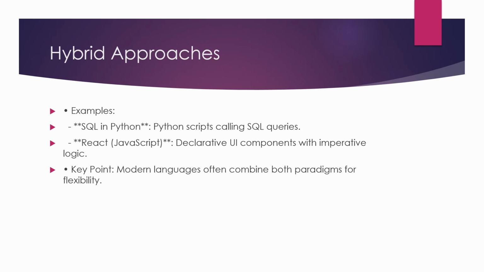Many modern programming languages combine both paradigms to offer flexibility. For instance, in Python, we can write declarative SQL queries within the program, and in frameworks like React, we use declarative UI components but may write imperative logic to manage data and events. This hybrid approach allows us to get the best of both worlds.